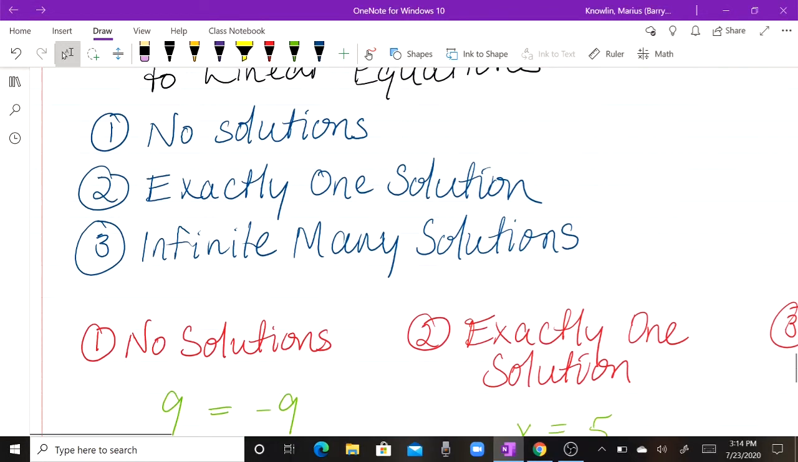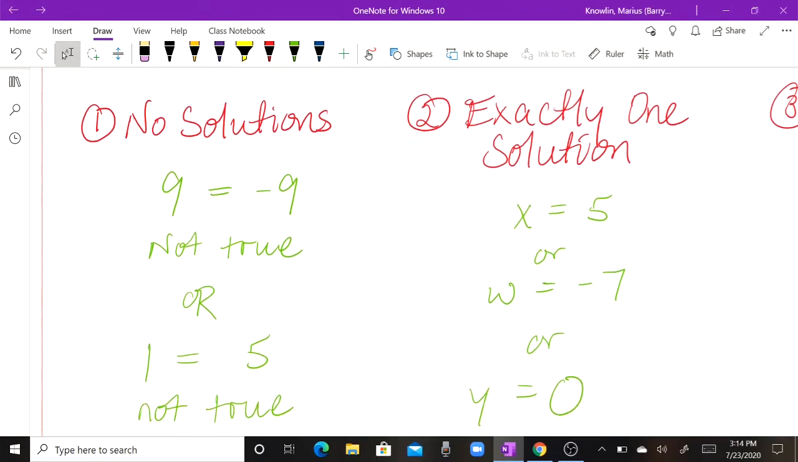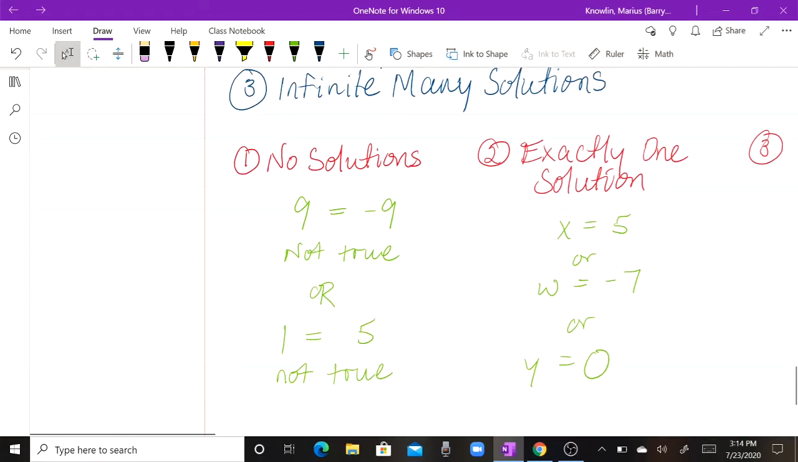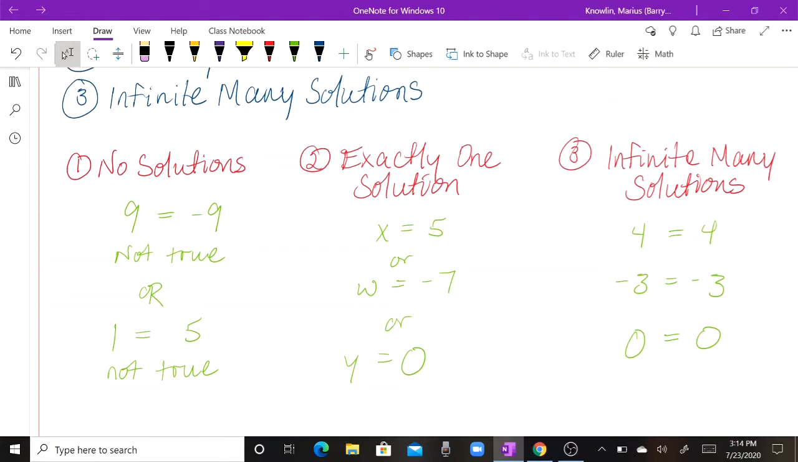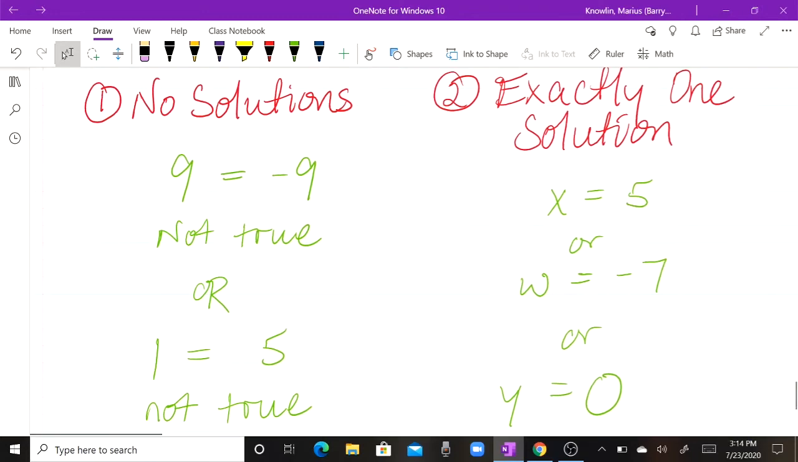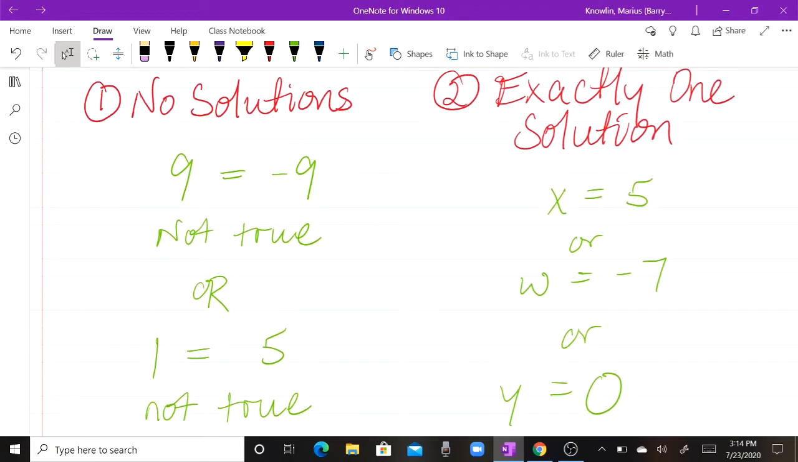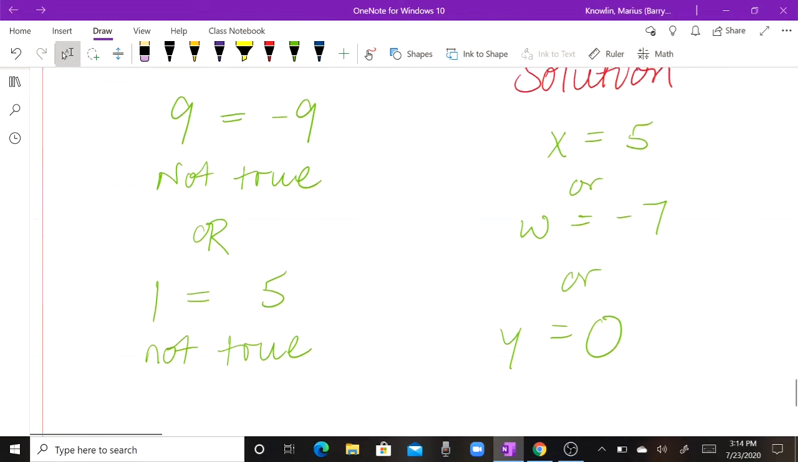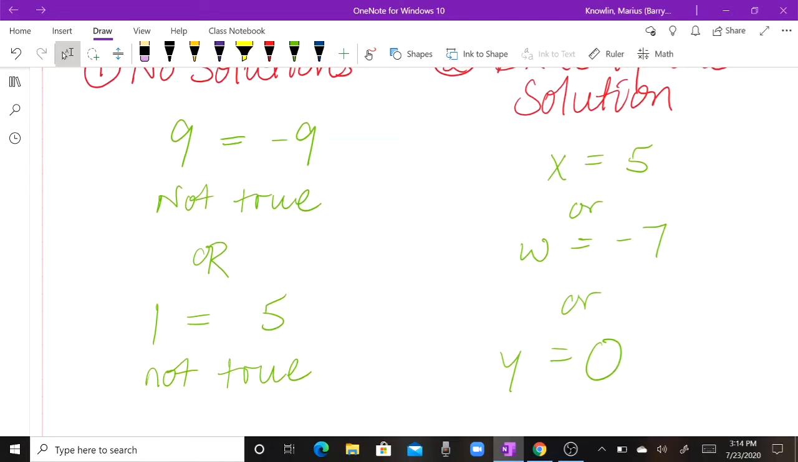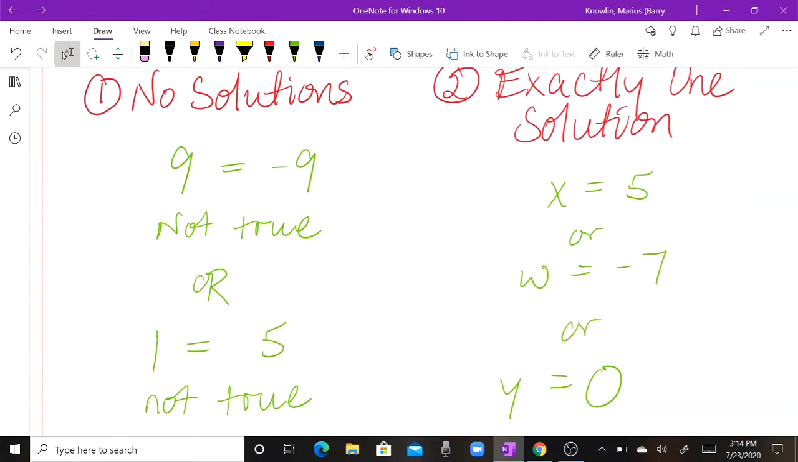Okay. Now, because we're going to be focusing on the answer, when we get down to that last line, what is it going to look like? So for no solutions, let's zoom in here. No solutions is when you have a number equal to another number that's not itself. For example, 9 equals -9. That's not a true statement. So that means that whatever that equation was is going to yield no solutions. Or if you have 1 equals 5, that's also not true. So the answer to that equation would be no solutions.